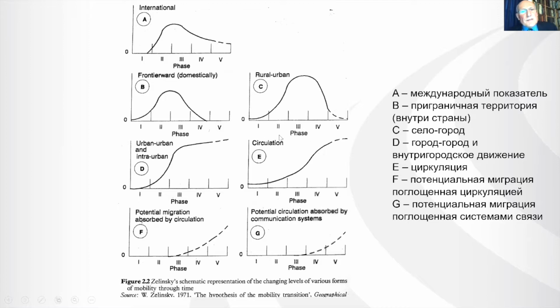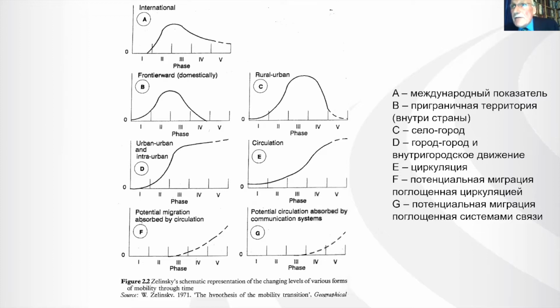I won't say anything about circulation because Zelinski got this bit wrong. At least I think he did. And I've spent much of my life looking at patterns of human circulation. But I just want to flag up these two patterns at the bottom here. He argues that potential migration is absorbed by circulation. In other words, we can commute. Commuting would reduce, in this argument, migration.